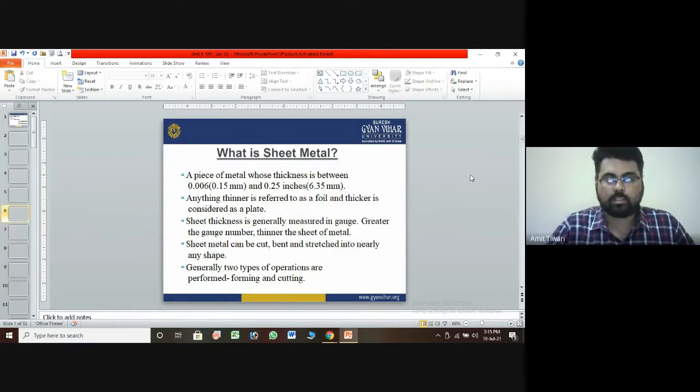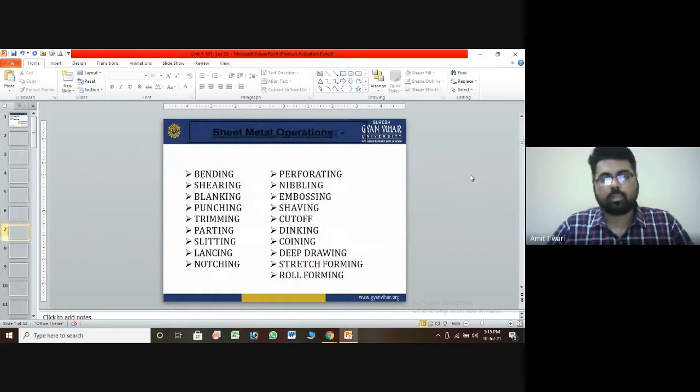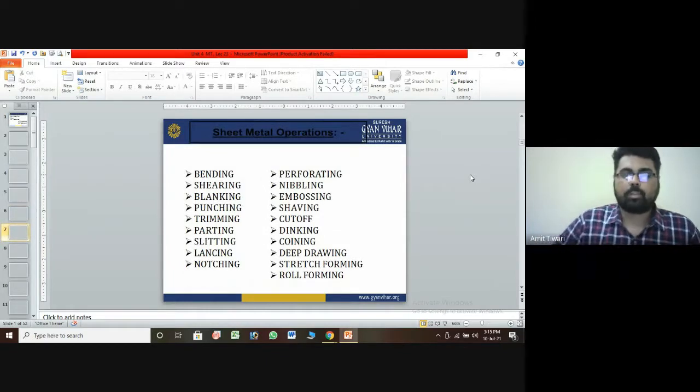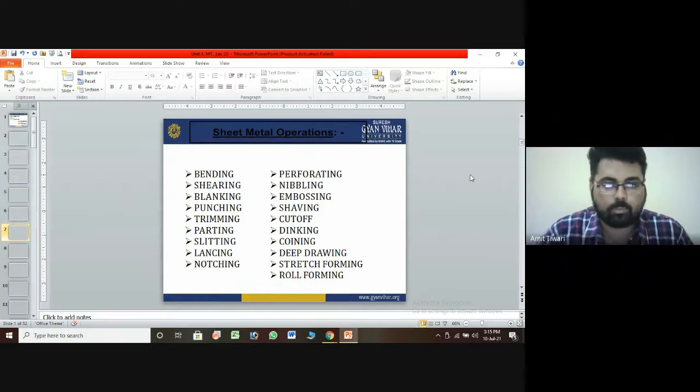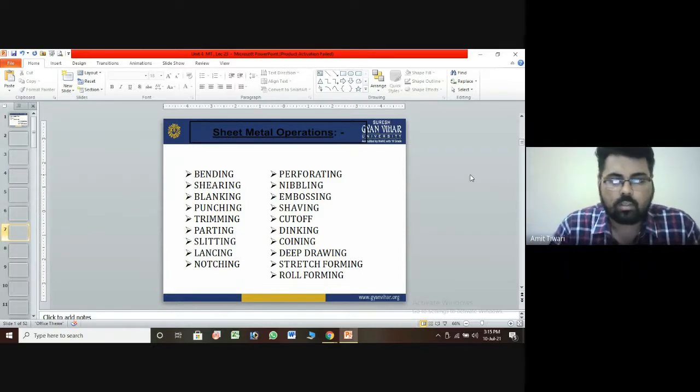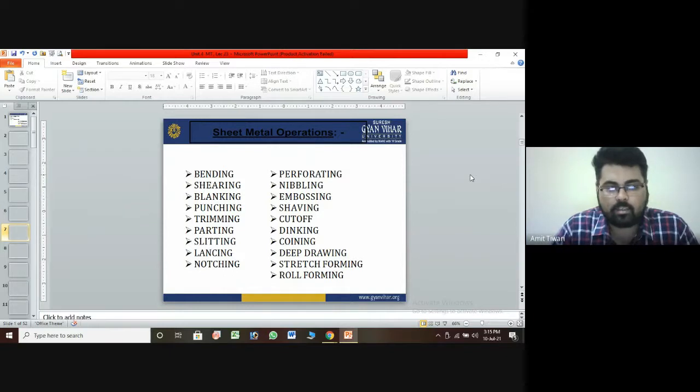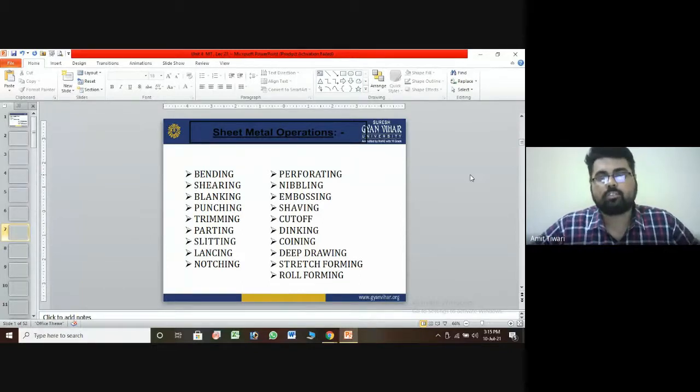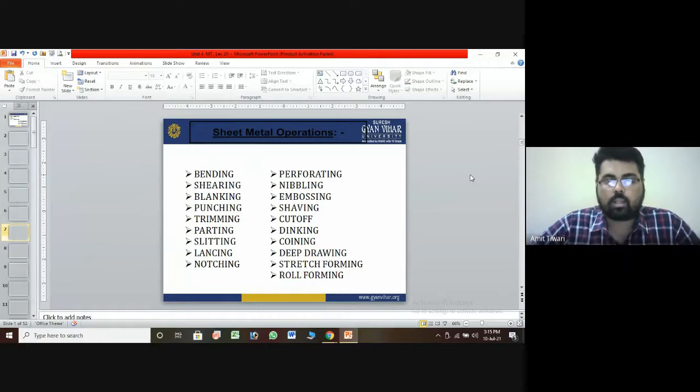Another topic is sheet metal operations. There are different types of operations: bending, shearing, blanking, punching, trimming, parting, slitting, lancing, notching, perforating, nibbling, embossing, shaving, cut off, dinking, coining, deep drawing, stretch forming, and roll forming. These are all the operations of sheet metal forming.